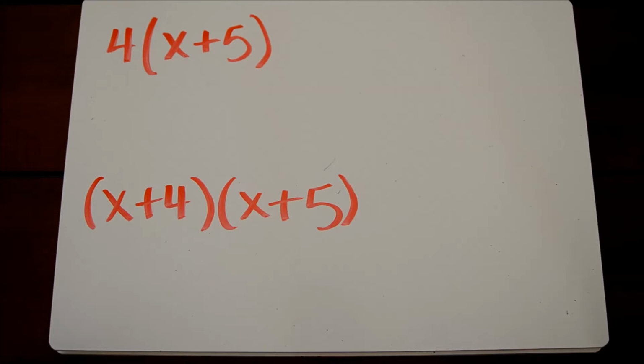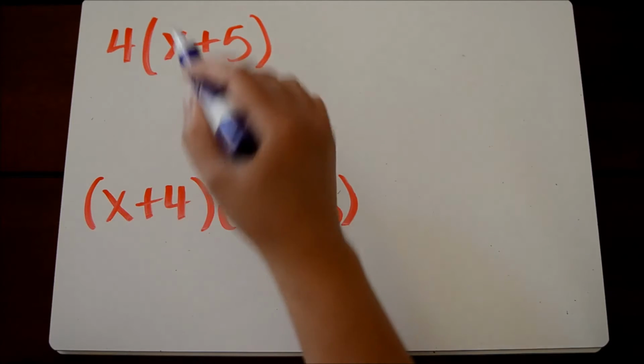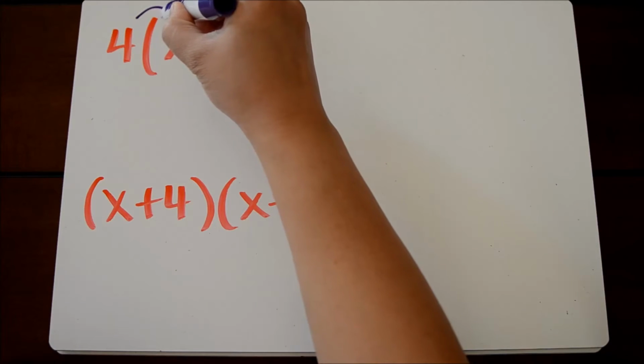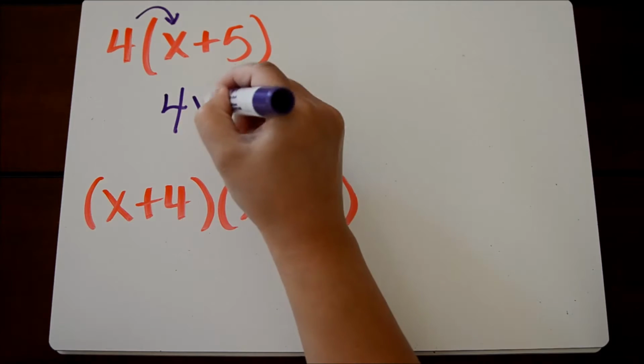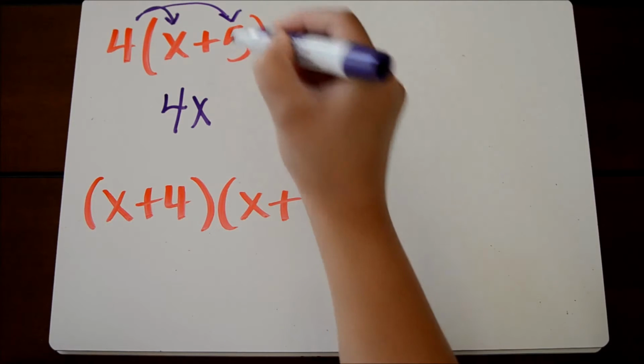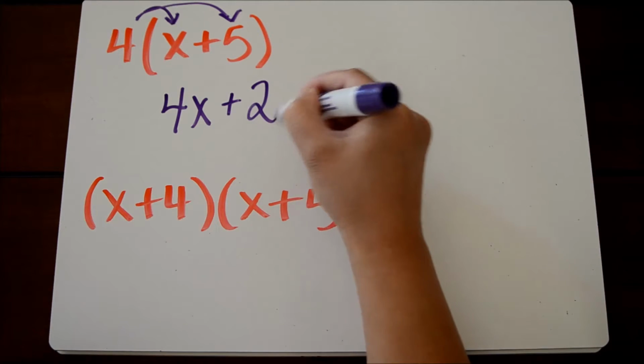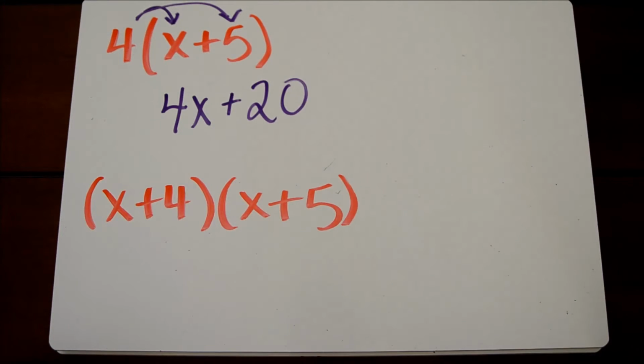Here we have a monomial times a binomial. So we know that we distribute 4 to x, which is 4 times x, so that's 4x, and then 4 times 5, which is positive 20. These are not like terms, so we can't combine them. That would be the simplified answer.